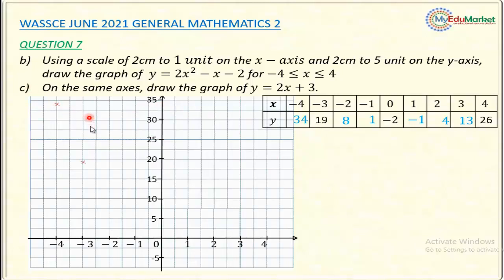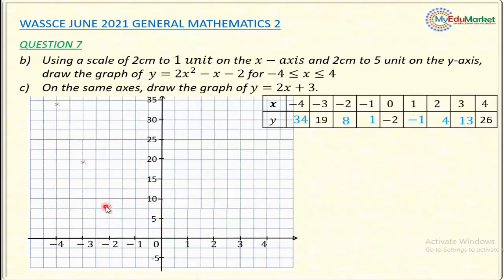I'll continue. The next point is x = -3, y = 19. X = -3, this is the position. y = 19 is also 2 small divisions below 20. So this is the position for y = 19 and x = -3. If I continue, the next point, x = -2, y = 8, is going to be somewhere here. Look at it. y = 8 is just 4 small divisions below 10.